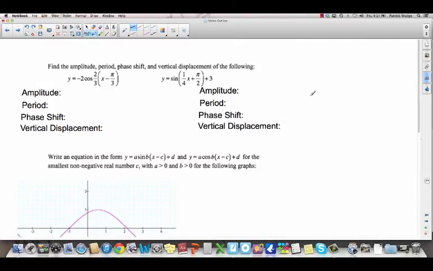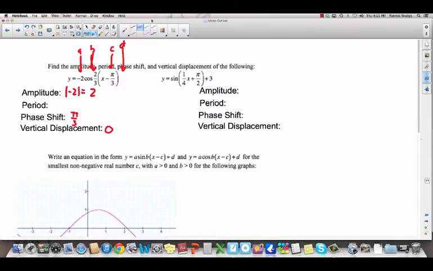Okay, onwards. Find the amplitude, period, phase shift, and vertical displacement of the following. Here's my A value. Here's my B value, C value, and my D value should be right there. It's missing. The amplitude is equal to the absolute value of A, so the absolute value of -2, which is 2. Done. Let's do the phase shift next. The phase shift, if the C value is -pi/3, the phase shift is pi/3. Vertical displacement, there's no number there, so the vertical displacement is 0.